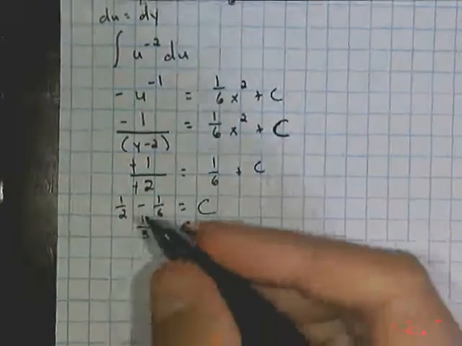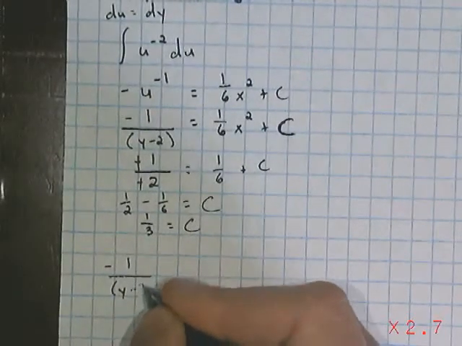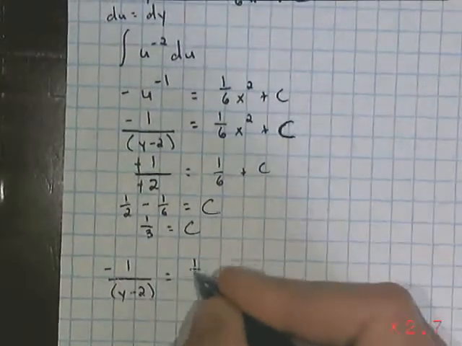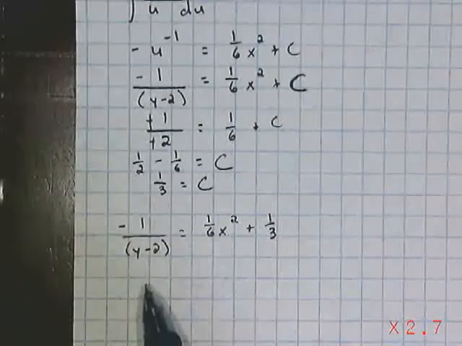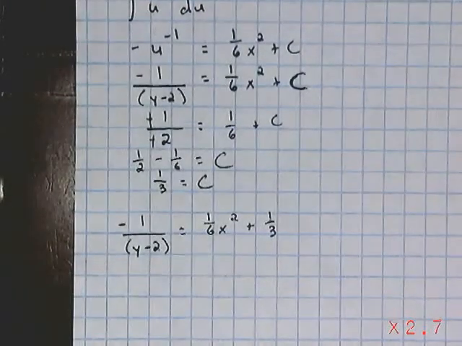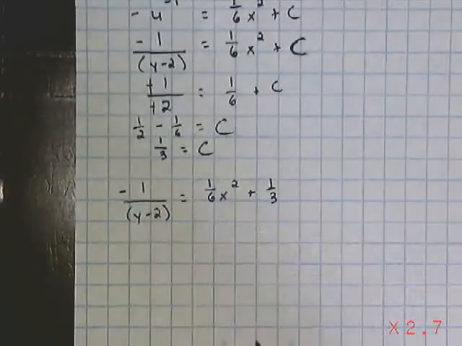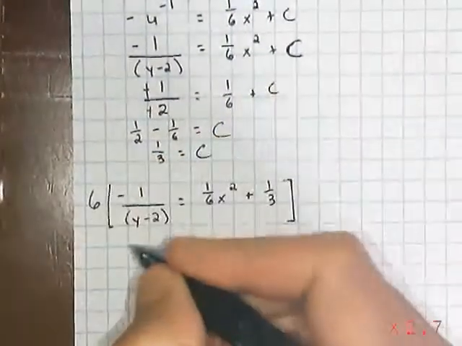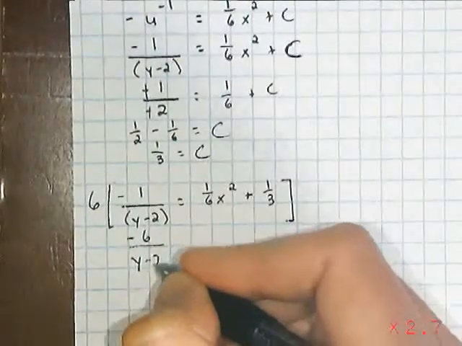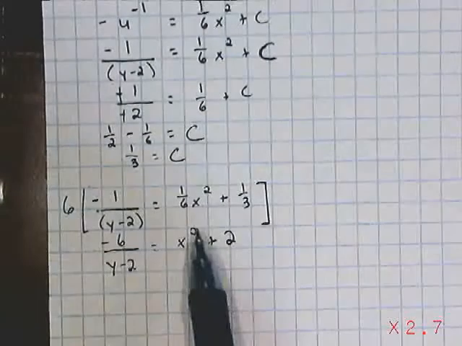Let's go back to that. We'll go negative 1 over y minus 2 is equal to 1/6 x squared plus 1/3. Okay, we cannot box this answer up. We need to get y by itself in order to get the points. So, just because fractions, everybody hates them, let's get rid of them. Let's multiply everything through by 6, which gives us a negative 6 over y minus 2 is equal to x squared plus 2. And already we feel better about our lives.